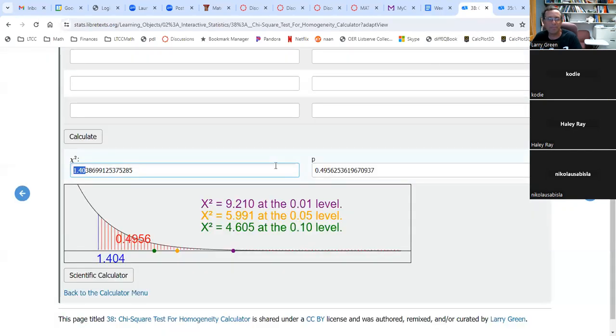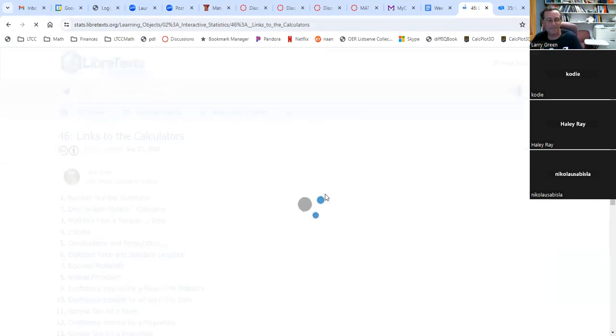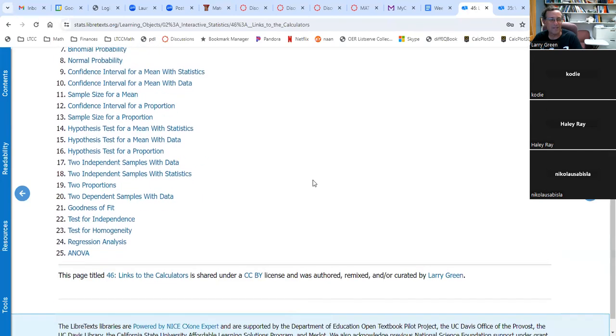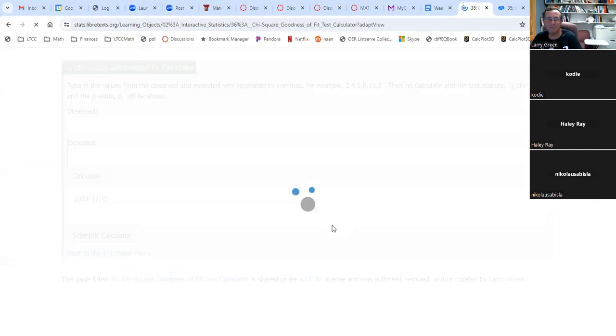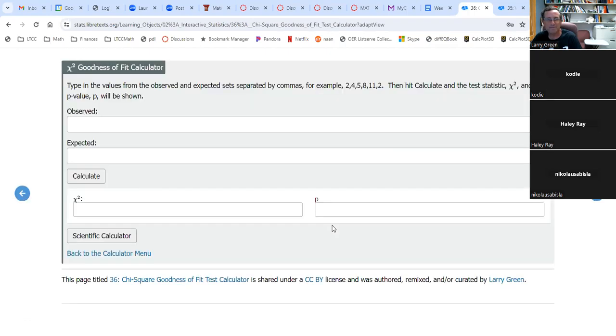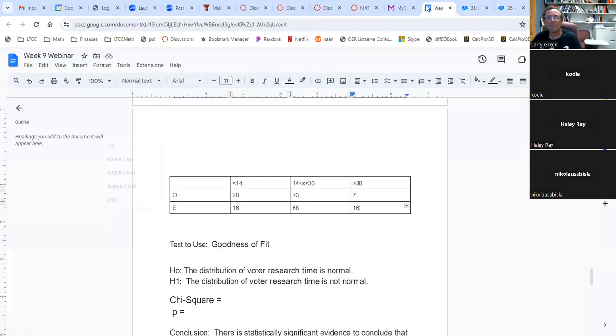All right, so what we need to do now is go to the calculator. Not this one. Go back to the calculator menu. Scroll down, and it's goodness of fit because we already decided on that. The observed values are 20, 73, 7.